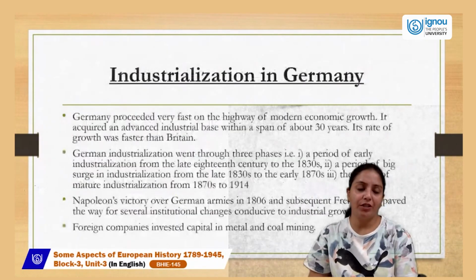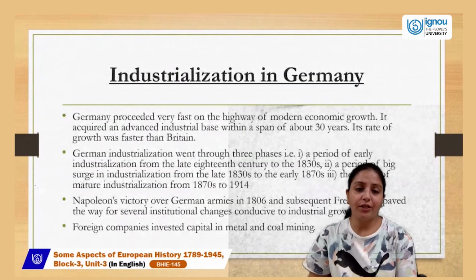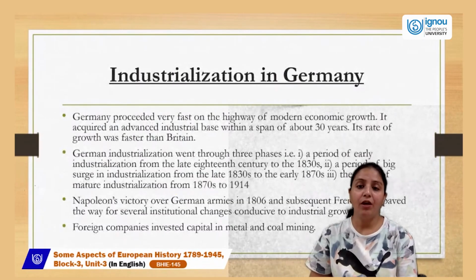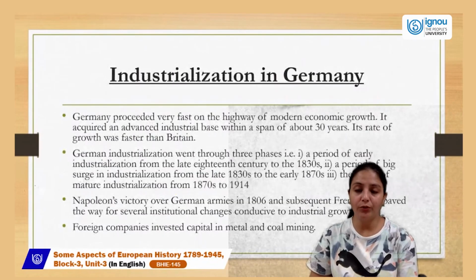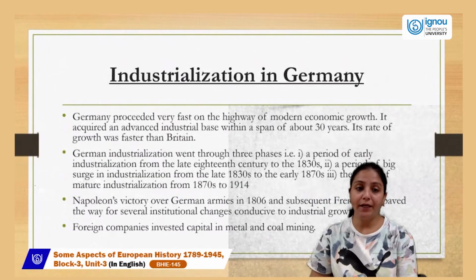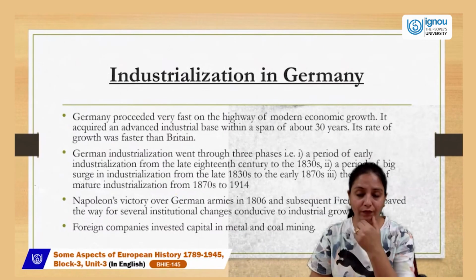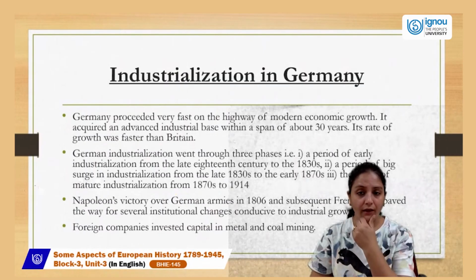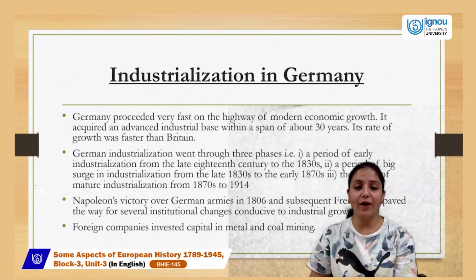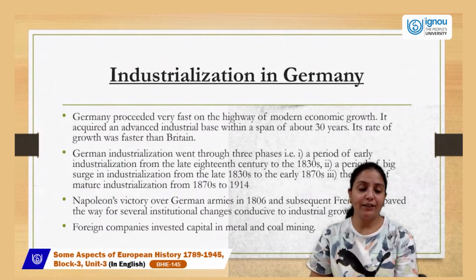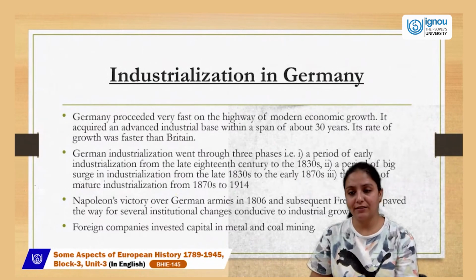Industrialization in Germany. Germany proceeded very fast on the highway of modern economic growth. It acquired an advanced industrial base within a span of about 30 years. Its rate of growth was faster than Britain. And German industrialization went through 3 phases.